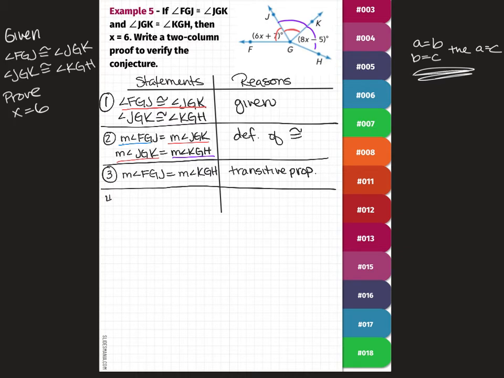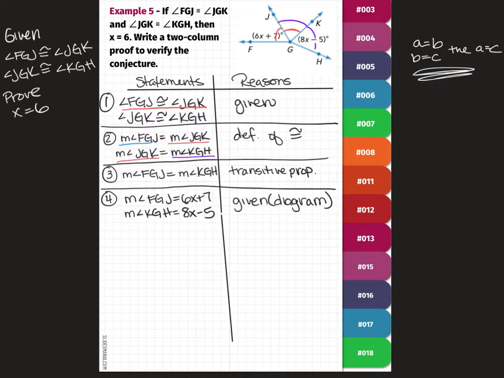So my next line is going to be that the measure of angle FGJ is equal to 6x plus 7, and that the measure of angle KGH is equal to 8x minus 5, and I'm going to say given, and in the parentheses, I'm going to write diagram. Or you can write image or drawing or whatever, just so we know, hey, this is where it came from. Okay, so I made my line a little bit longer. So now, my next step, I have some values here.